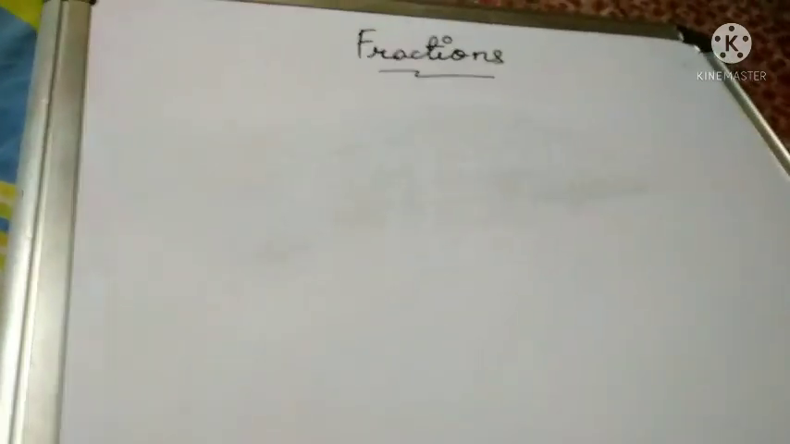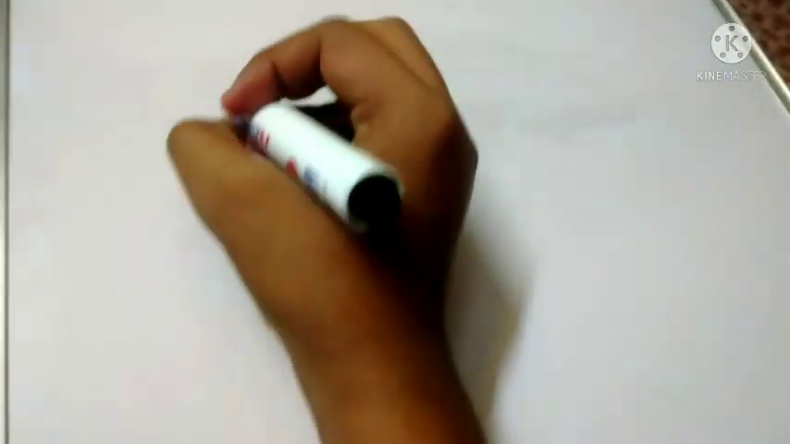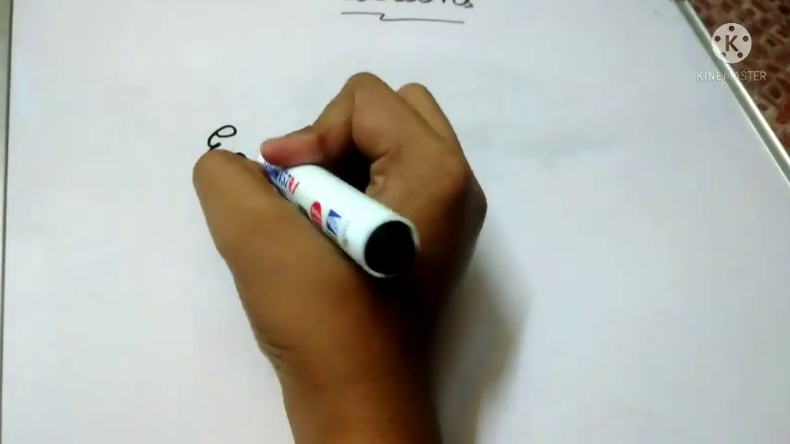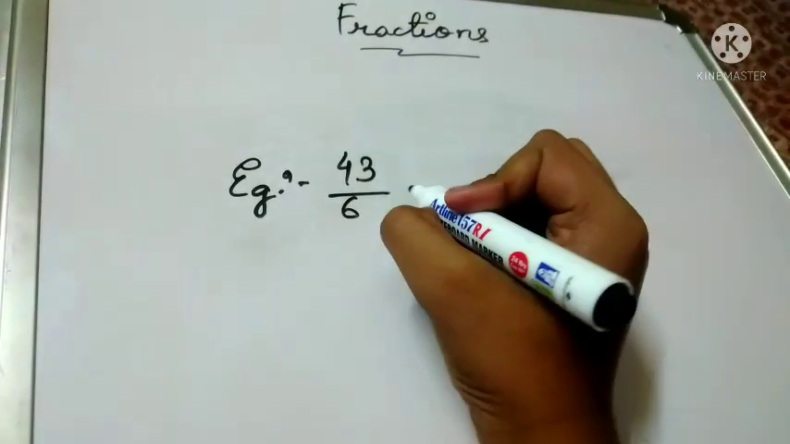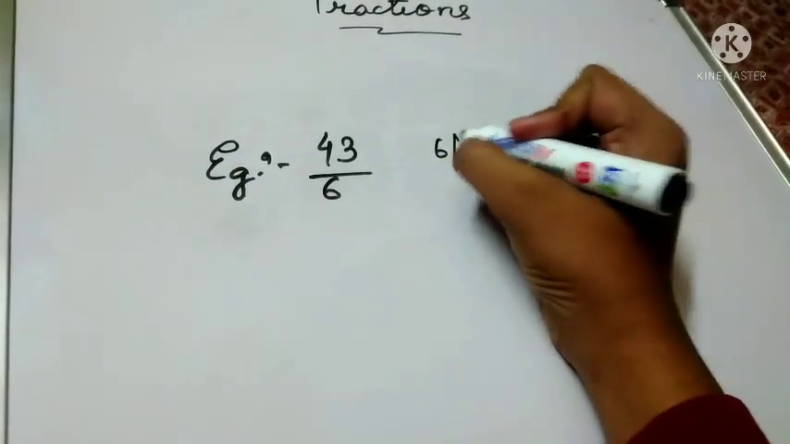So, now we are going to learn how to convert an improper fraction into a mixed fraction. See friends, an improper fraction can always be converted into a mixed fraction. So suppose, take a number like 43/6. Now, we have to convert it into a mixed fraction.